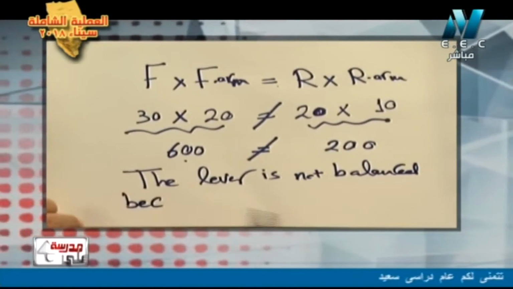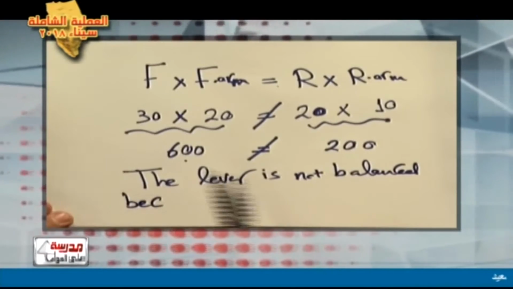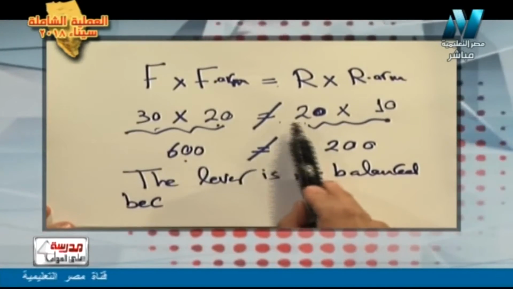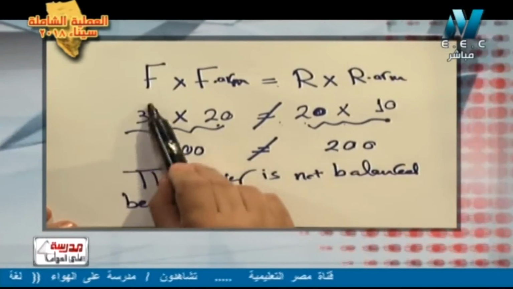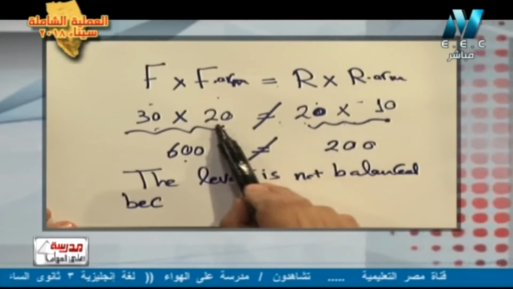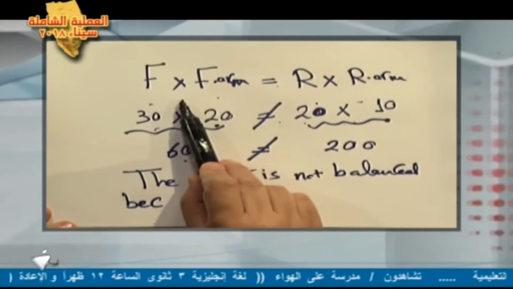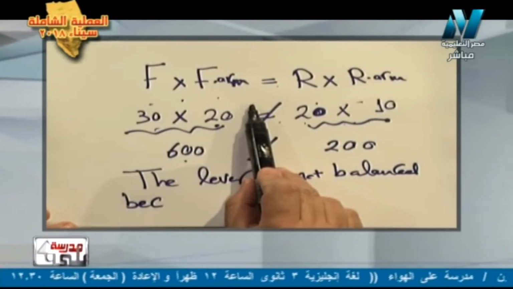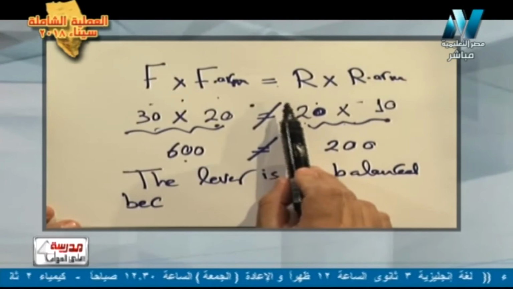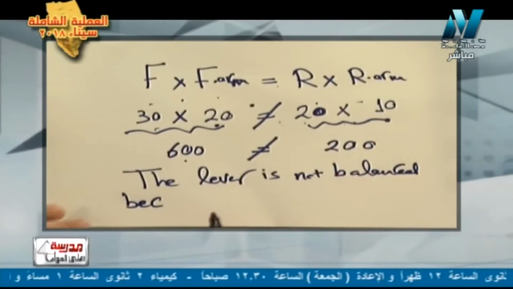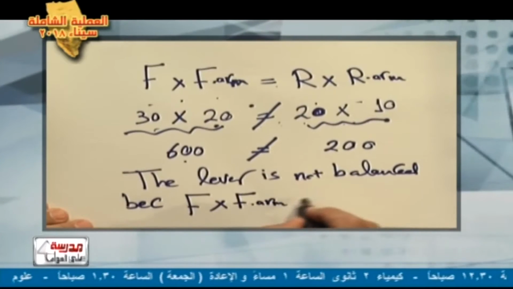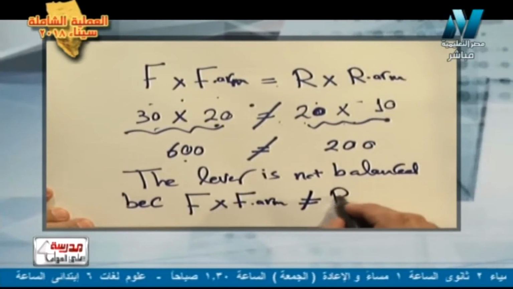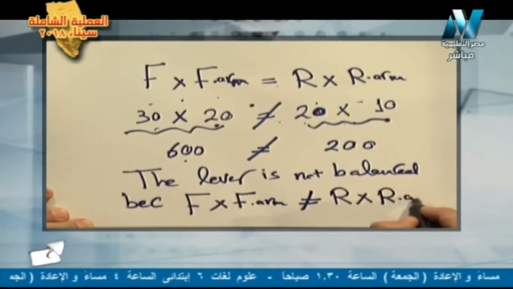Why? Because I have found that the two sides of the law aren't equal. So I can say because effort force by effort force arm isn't equal to the resistance by the resistance force arm.